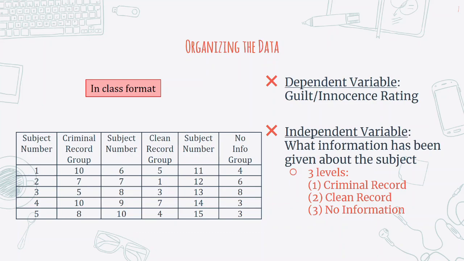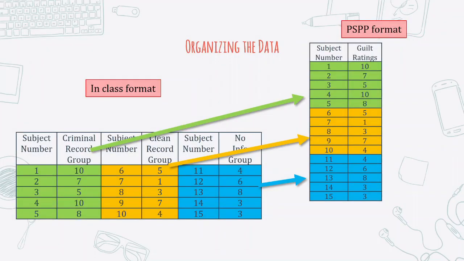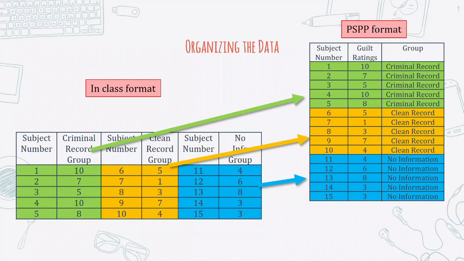So in PSPP, we need to reorganize our data. So we'll see here in the PSPP, we have one column associated with subject number, where we have 1 through 15. In the second column, we have the guilt ratings, that dependent variable, where we have all of the scores associated with the subject number. And then finally, we're going to add in a new variable called group. In this case, we're going to indicate whether the participant was told that the defendant has a criminal record, a clean record, or was given no information.